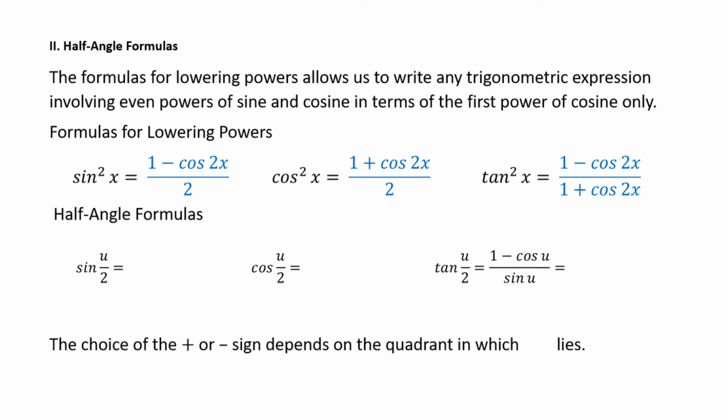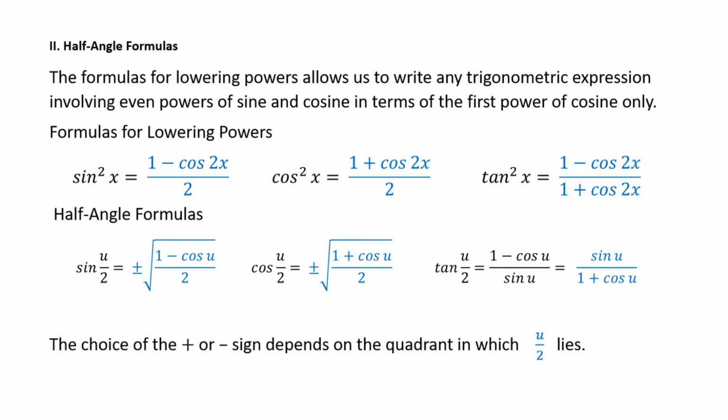Half angle formulas. The sine of u over 2 is equal to plus or minus the square root of the quantity 1 minus cosine u over 2. Cosine of u over 2 is equal to plus or minus the square root of the quantity 1 plus cosine u over 2. And tan of u over 2 is equal to 1 minus cosine u over sine u, and it is also equal to sine u over the quantity 1 plus cosine u. The choice of the plus or minus sign depends on the quadrant in which u over 2 lies.